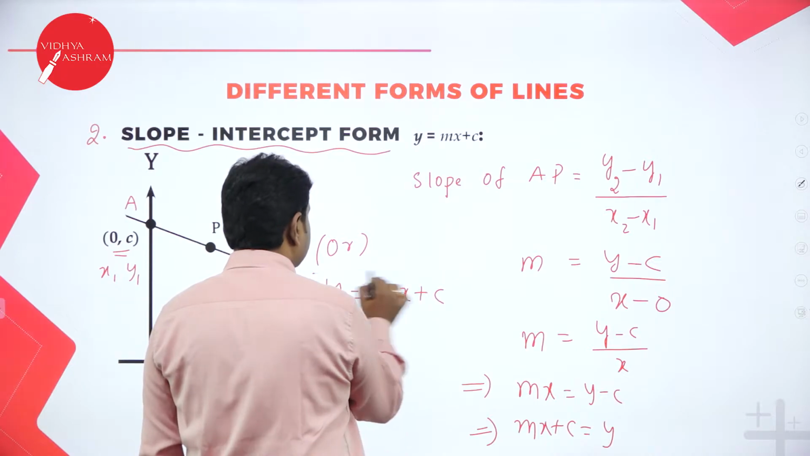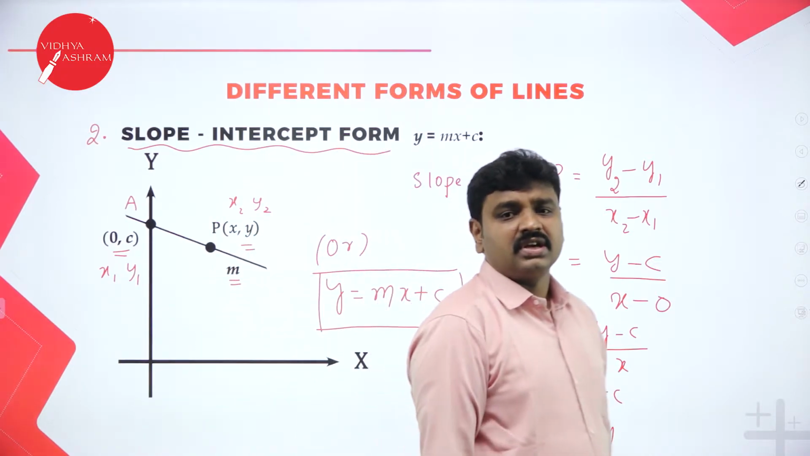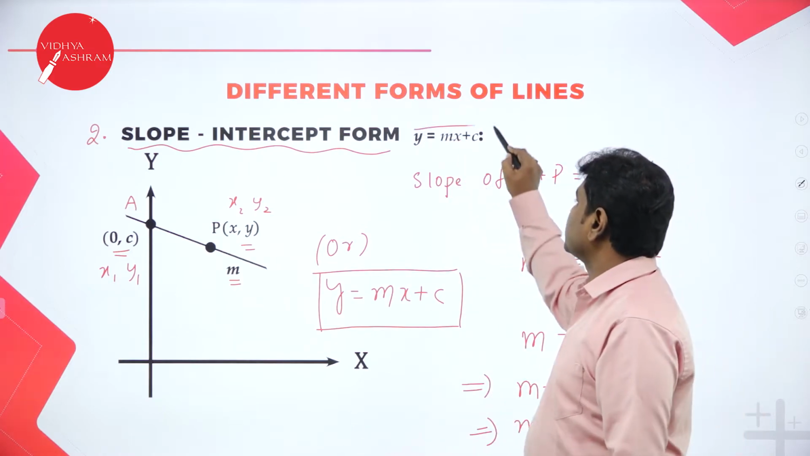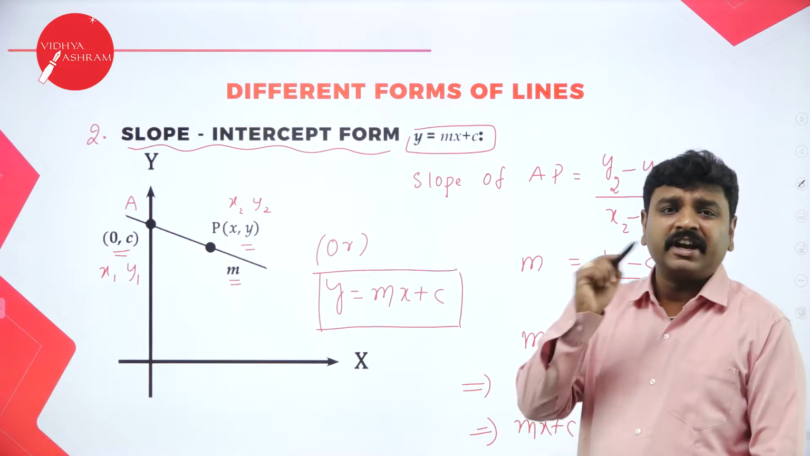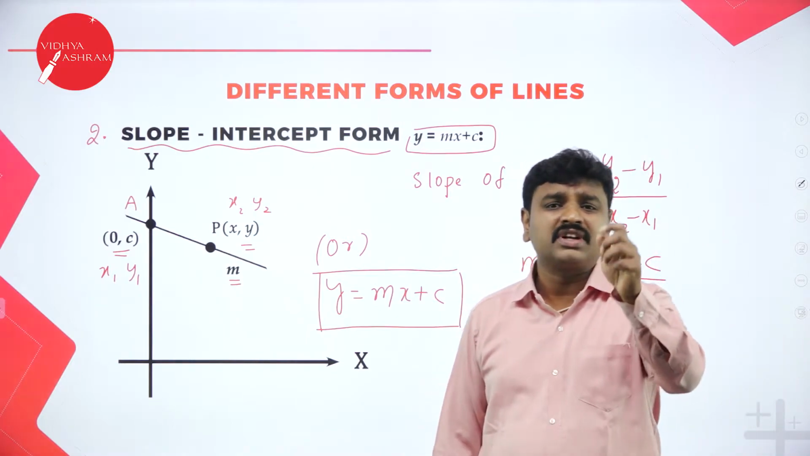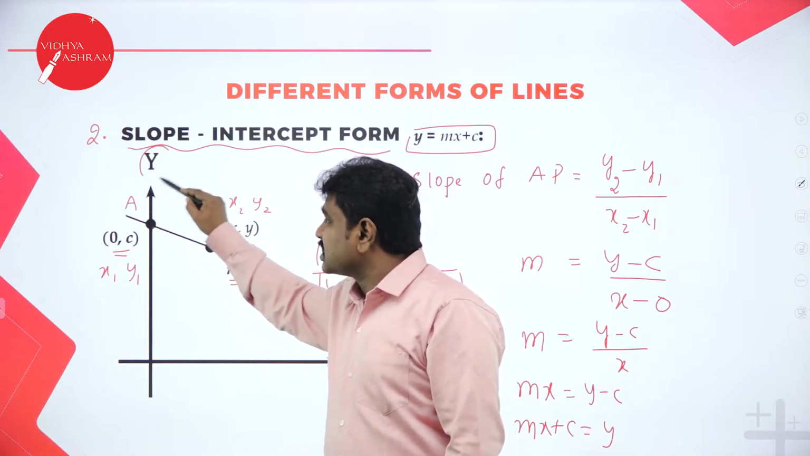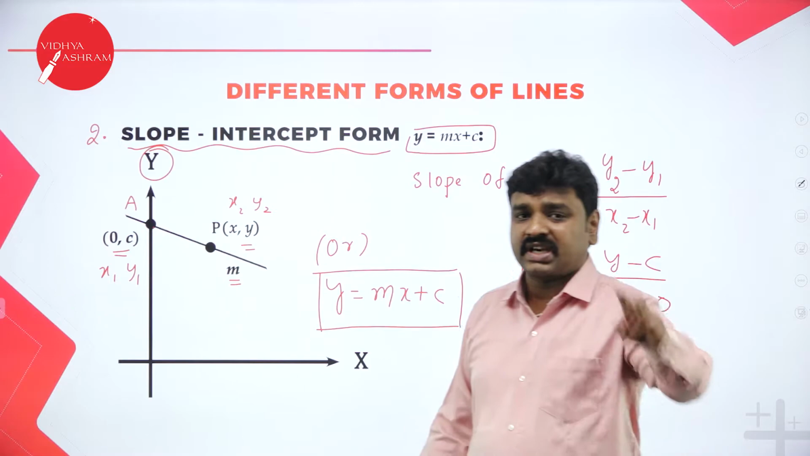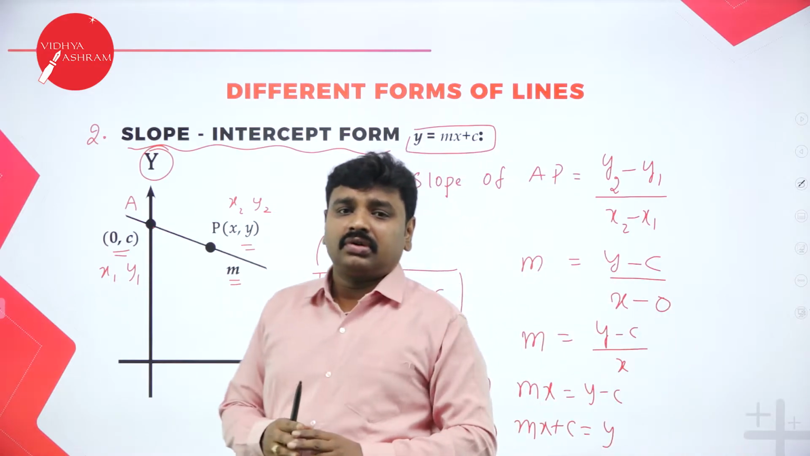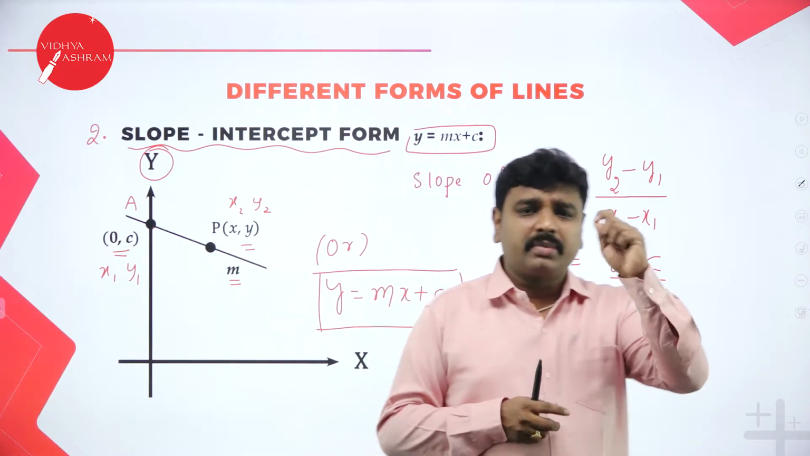y is equal to mx plus c is the slope-intercept form of line. What is the slope-intercept form of line? y is equal to mx plus c. What is m? Slope of the line. What is c? Y-intercept. What is the meaning of y-intercept? Y-intercept means it's the point where line cuts y-axis. The second form we have learned. So what is the second form? Slope-intercept form. What is slope-intercept form of line? y is equal to mx plus c.